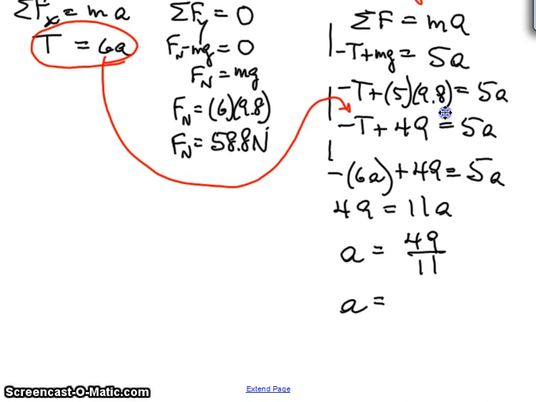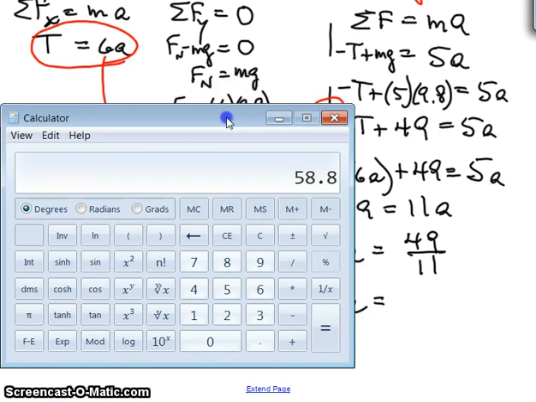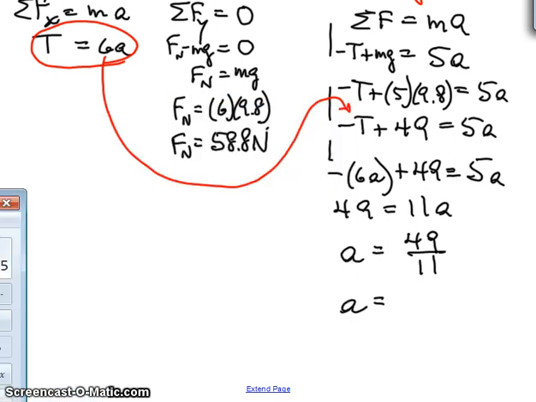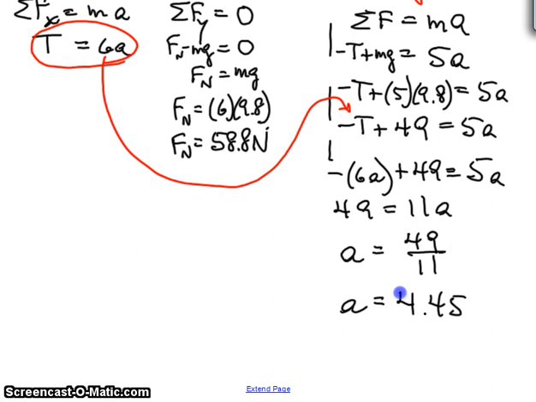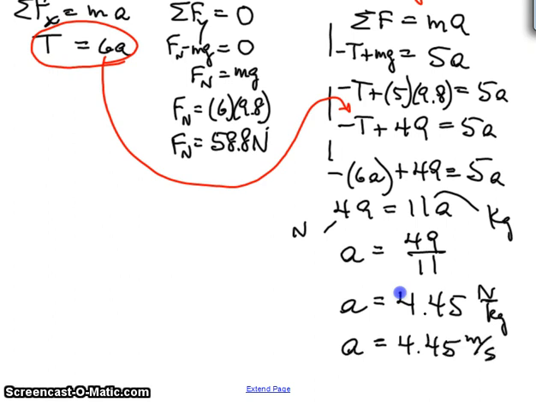And so we can see that a equals 49 divided by 11, or the acceleration equals, let's get the calculator here to do this correctly, 49 divided by 11 is 4.45. So we have the acceleration equals 4.45 newtons per kilogram. Now remember, this is in newtons, and this is kilograms. So we get newtons per kilogram, which, if you remember, is equivalent to meters per second squared.